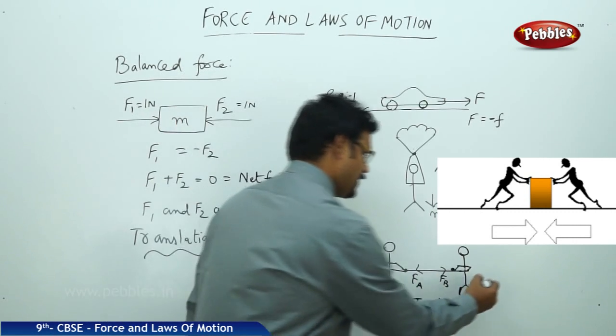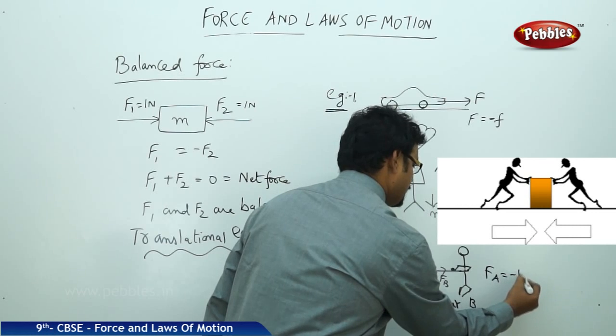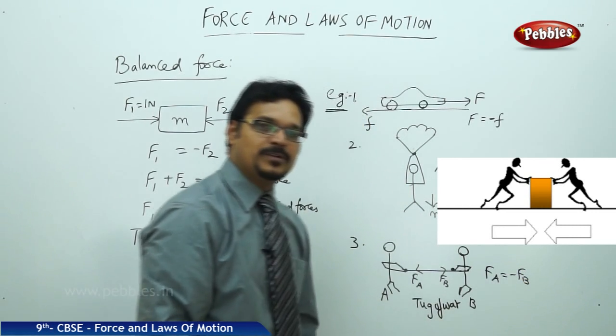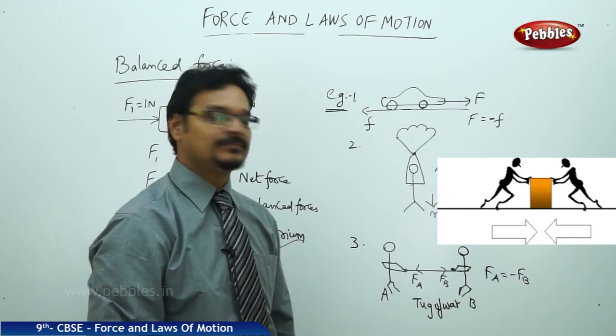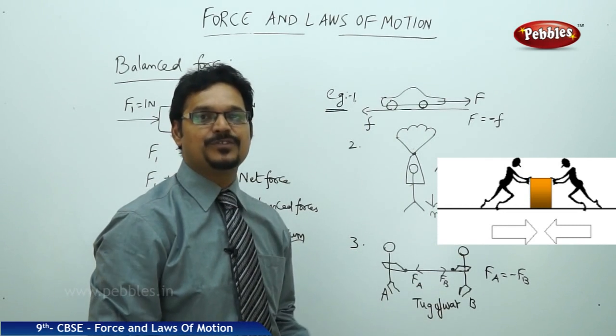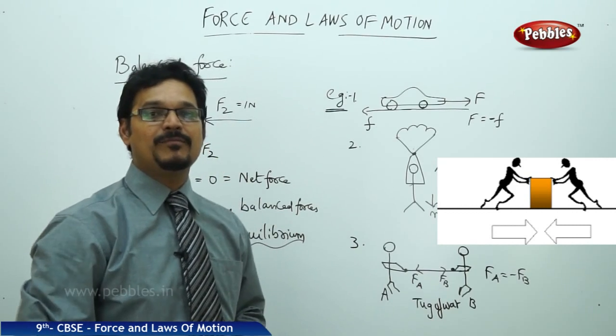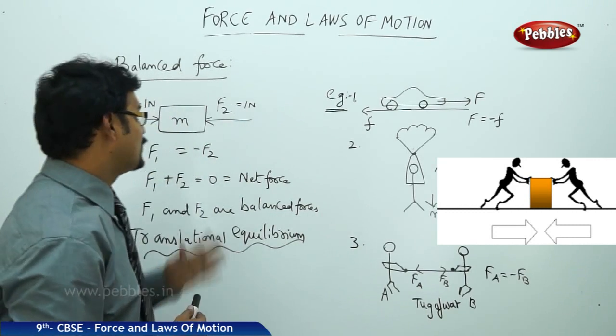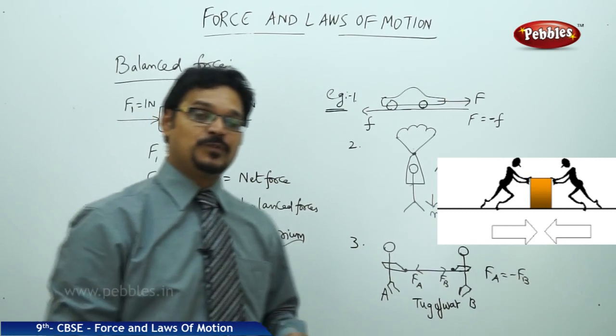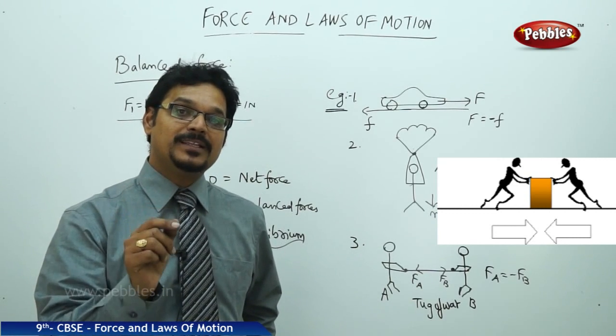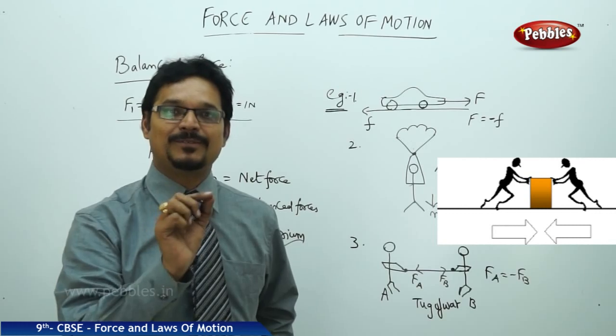If both are equal, like this, then both persons stay in the same state. And Fa and Fb are called balanced forces, and it is in translational equilibrium. So we have many examples to understand balanced force. In balanced force, what happens? You cannot bring a change in the state of the body.